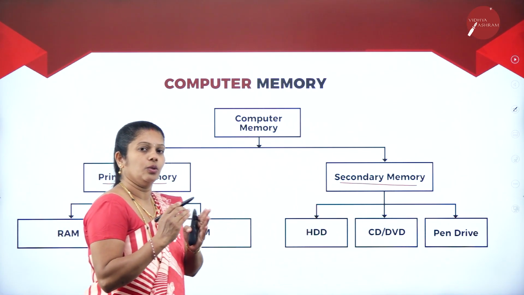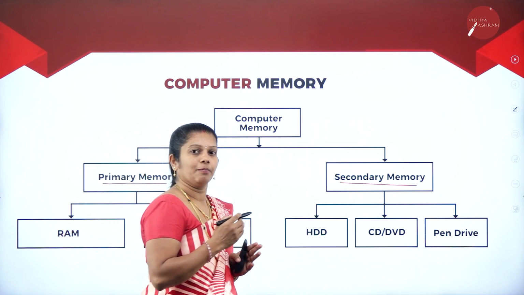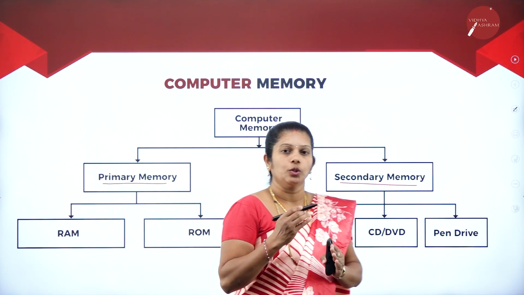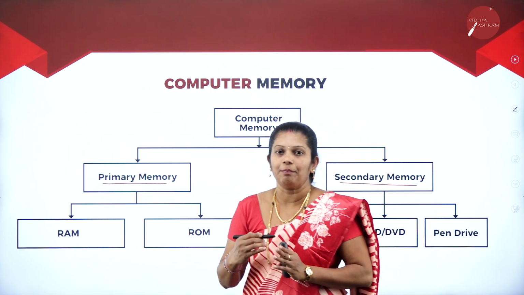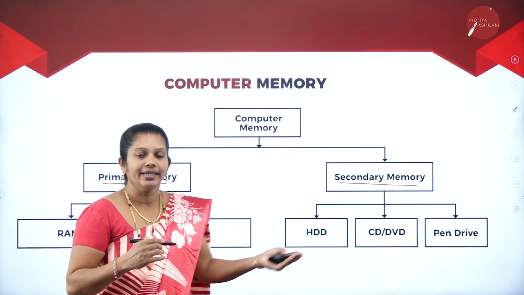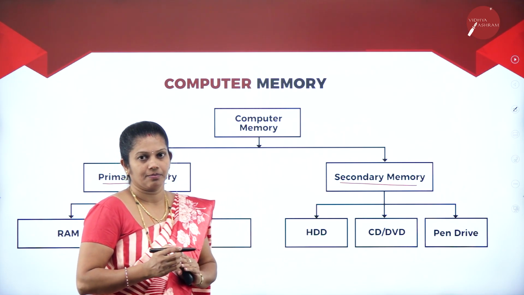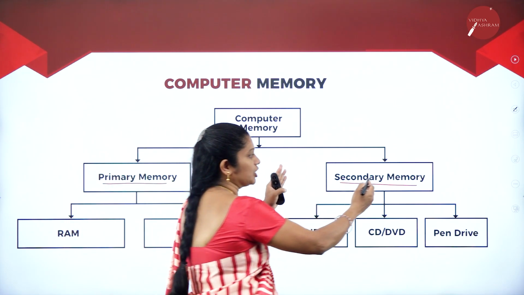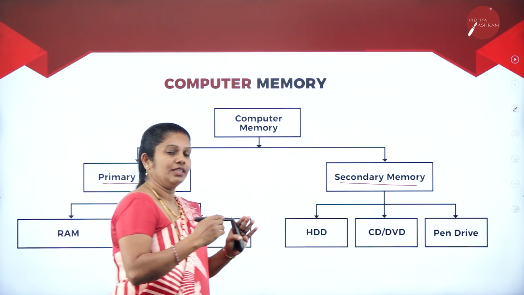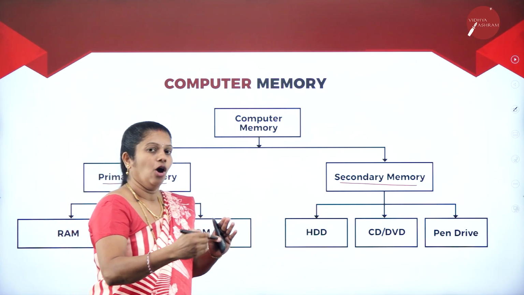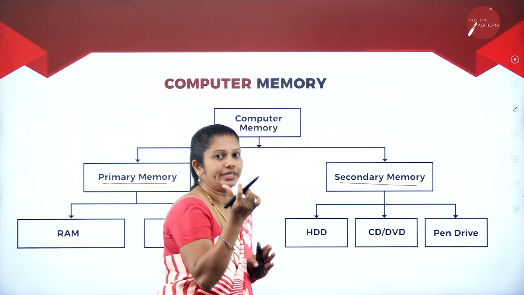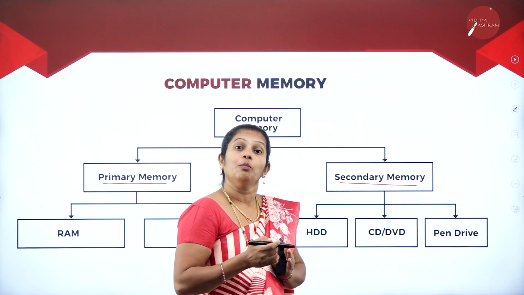Then what exactly do you mean by primary memory? Primary memory will store the recent data, recent applications, whereas secondary memory stores the data permanently for future purpose. Data is usually permanently stored in the secondary memory. Whenever we switch on the system, it will take a few moments. That time is called booting time.